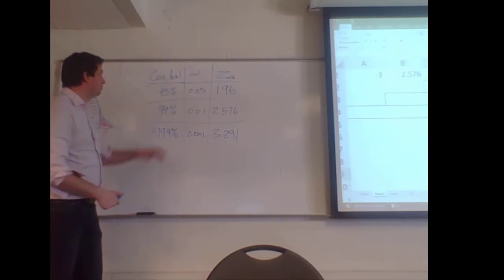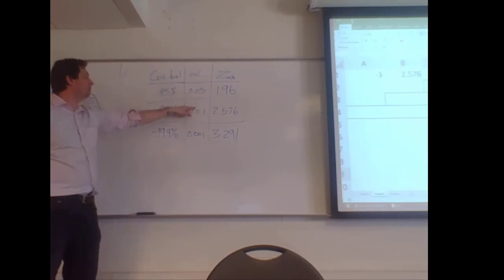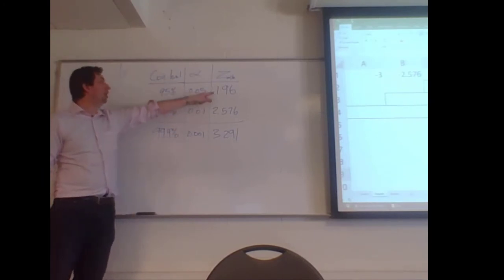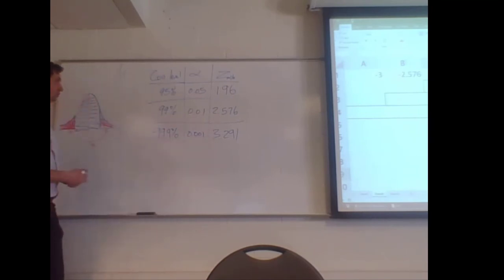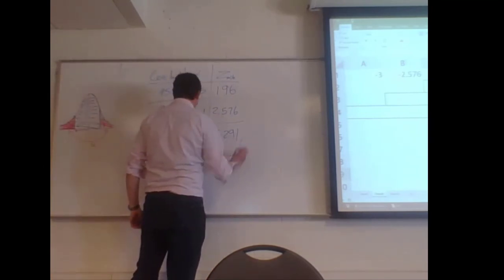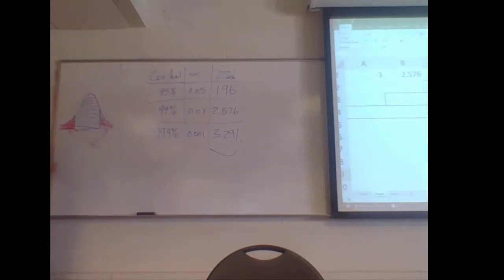Appreciate, too, how this makes sense, right? As alphas get smaller and smaller, the critical scores, these are called critical scores, they get larger and larger. They have to get larger and larger because we have to go farther and farther away from the mean.